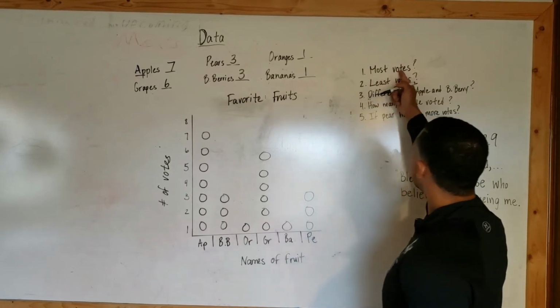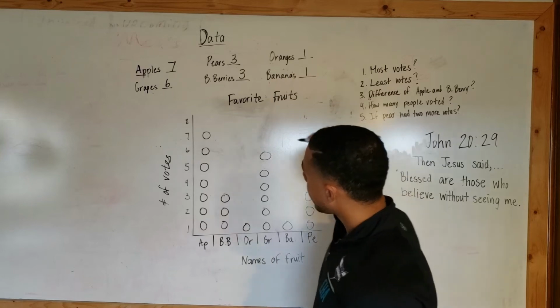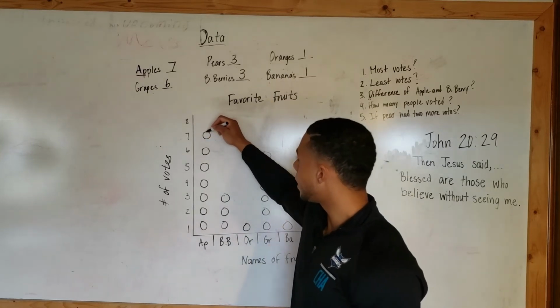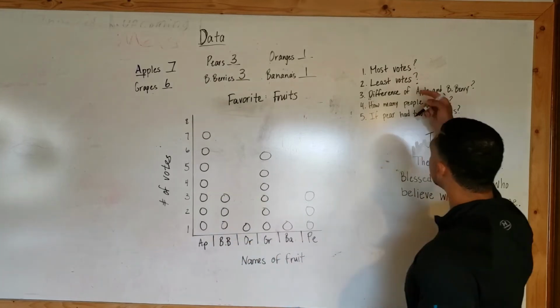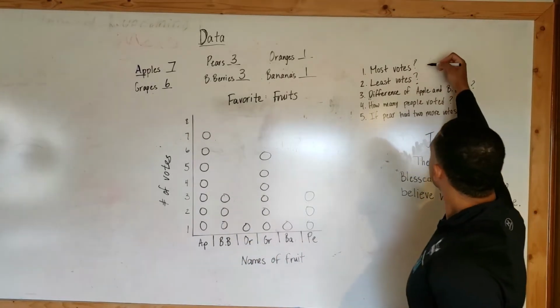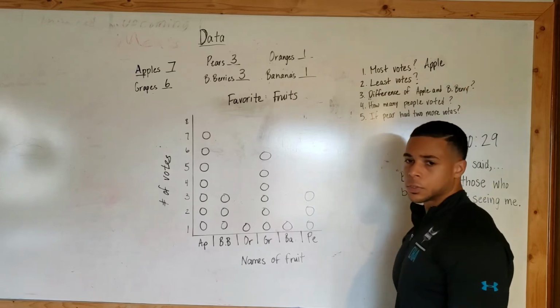Your first question is which fruit had the most votes? So all you do is look on your graph, you go on to who had the highest amount, and that would be apple with 7 votes. So which fruit had the most votes? Easy answer, apple. Now let's go on to number 2.